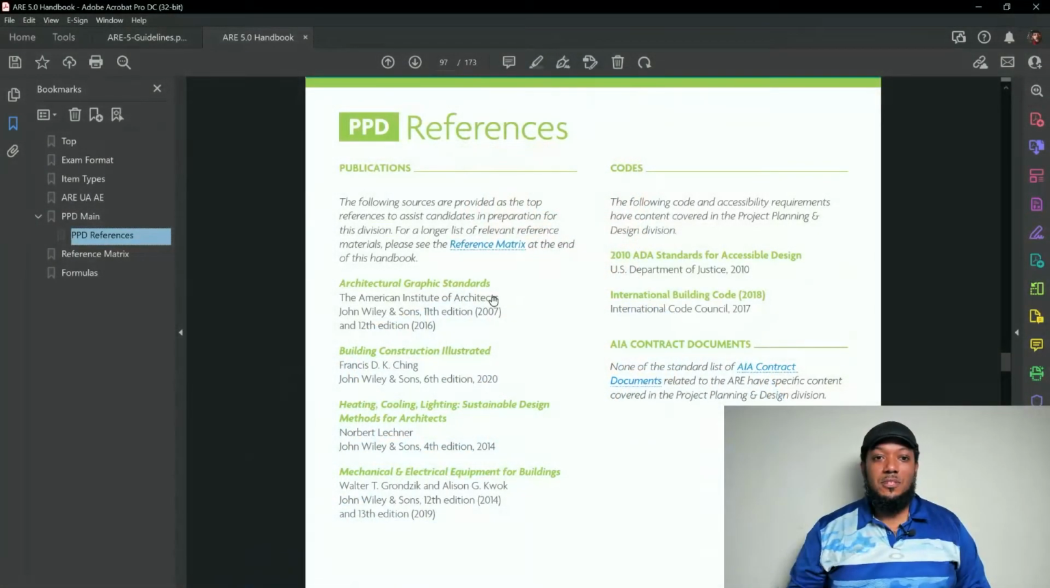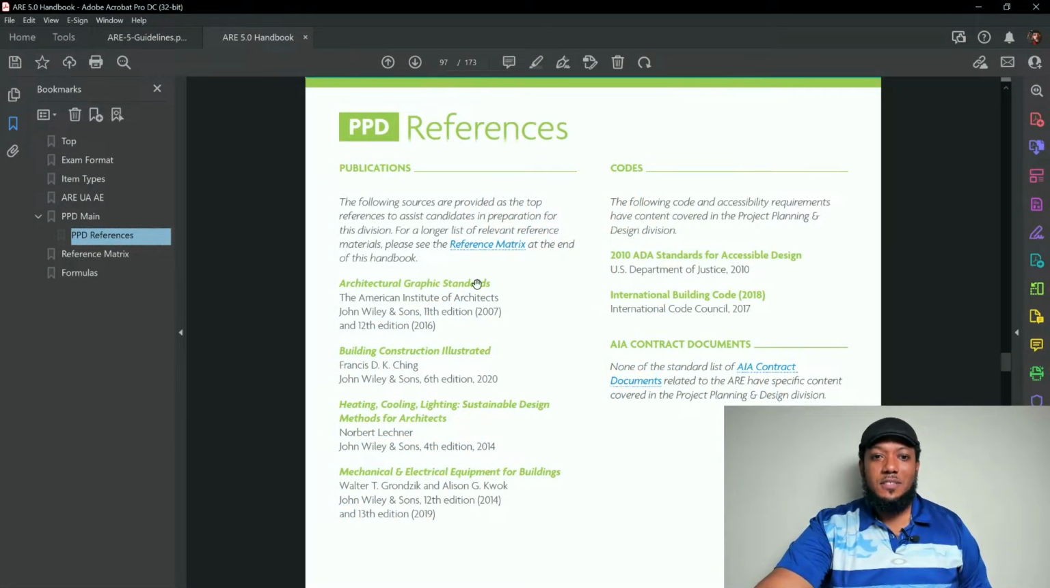So I actually invested in these books. I also went to the reference matrix, which had several other books. I spent way too much on books, but there's a lot of little nuanced information. You're not going to read the whole of these books. Now let's go through them a little bit.